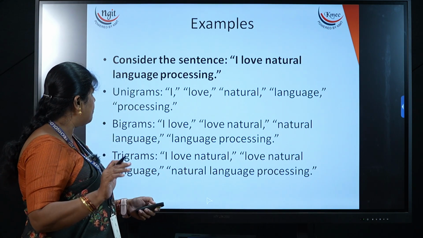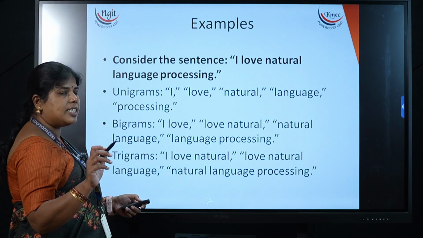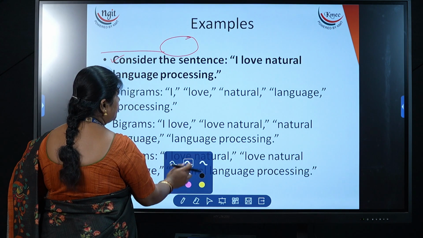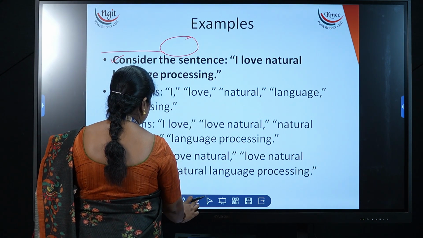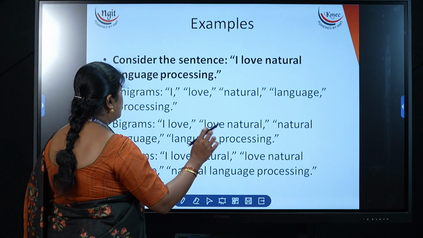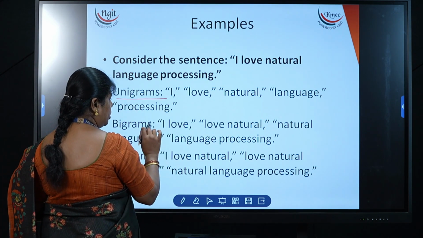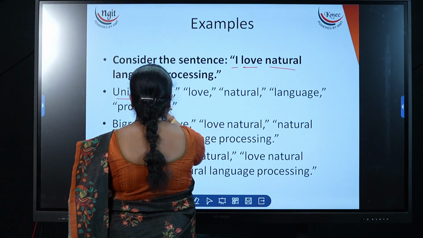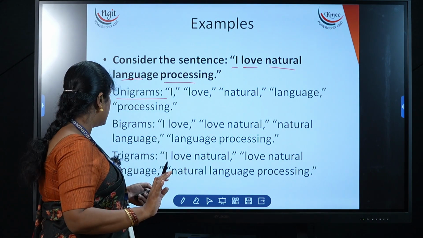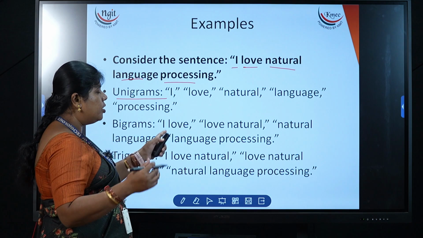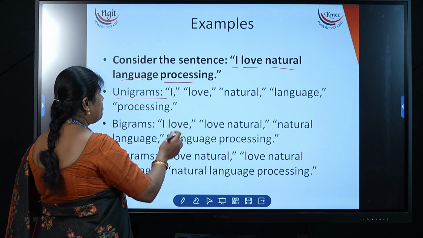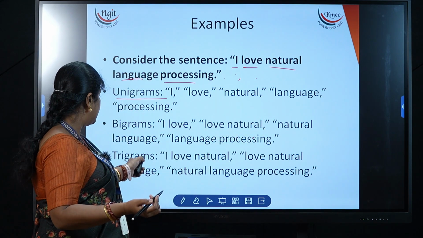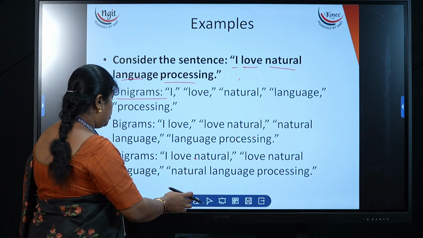Now, let us consider one example. When a sentence is given to you as "I love natural language processing", and I want a unigram, unigram means the size should be only 1. So in that case, I, love, natural, language, processing are the individual unigrams. Now when I go for bigrams, join 2 together, starting with the first one: I love, then love natural, then natural language, like that. Trigram, a triplet: consider 3 words.